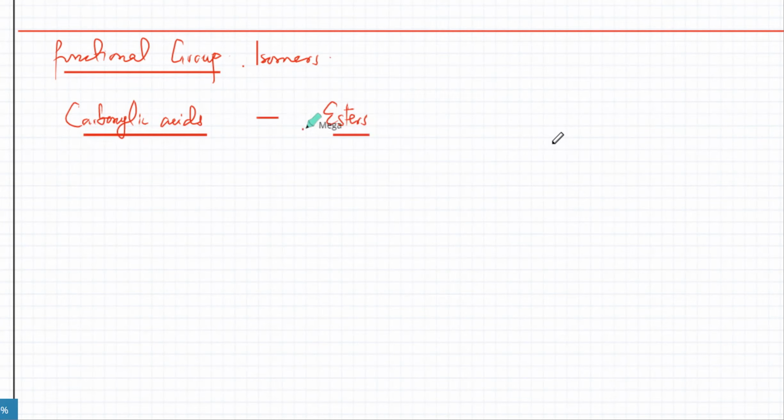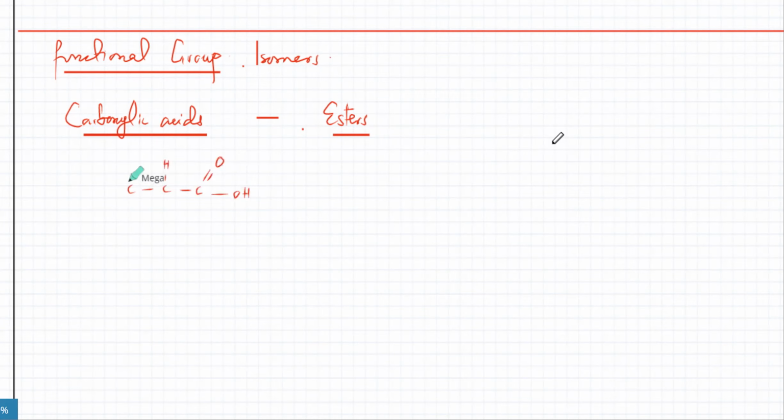Such questions will also be difficult, okay? Isomers are kind of difficult. Okay, carboxylic acids and esters are functional group isomers. Like, if I have a molecule and it's a carboxylic acid, so I've got a double bond O and OH.